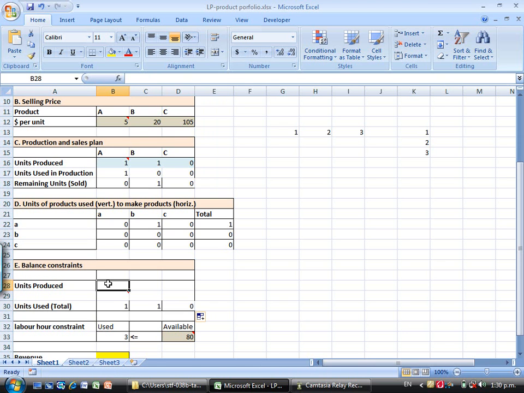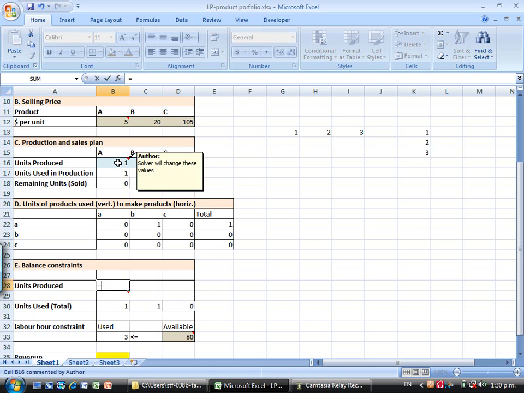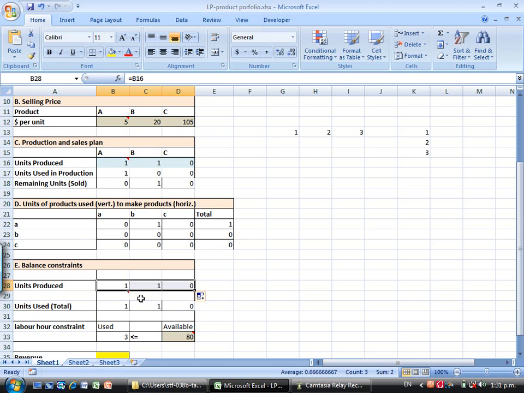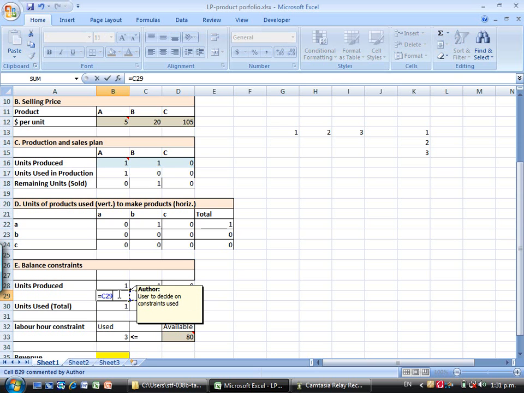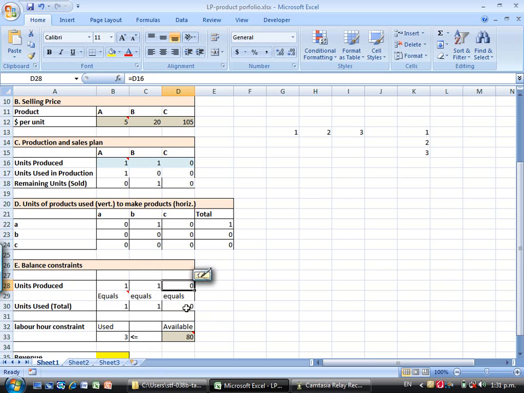Now the units produced is obviously just equal to the managerial decision which solver is going to give us. And I think for these, the constraint that we're going to use will be an equal sign. So that however many units we produce, we must use them in one way or another. So we must either, in the case of B, we produced 1 unit, which means we either use it in production or we sell it.